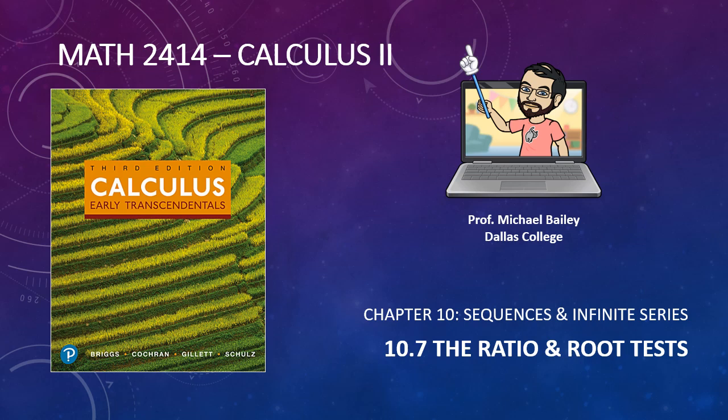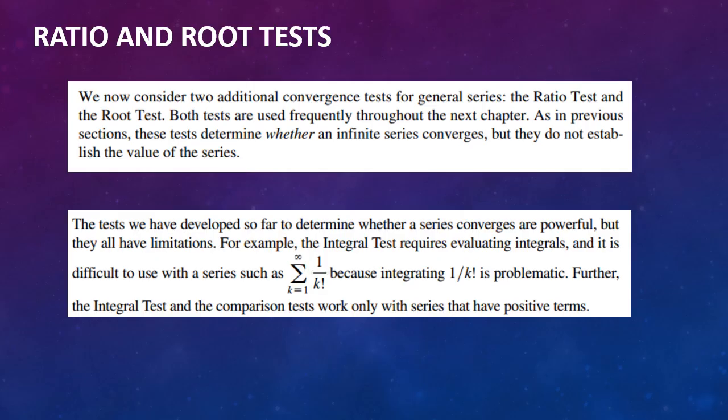In our next section of Chapter 10, Section 7, we're going to be looking at two additional types of tests about series convergence, specifically the root and ratio tests. We now consider two additional convergence tests for general series, the ratio test and the root test. Both tests are used frequently throughout the next chapter.